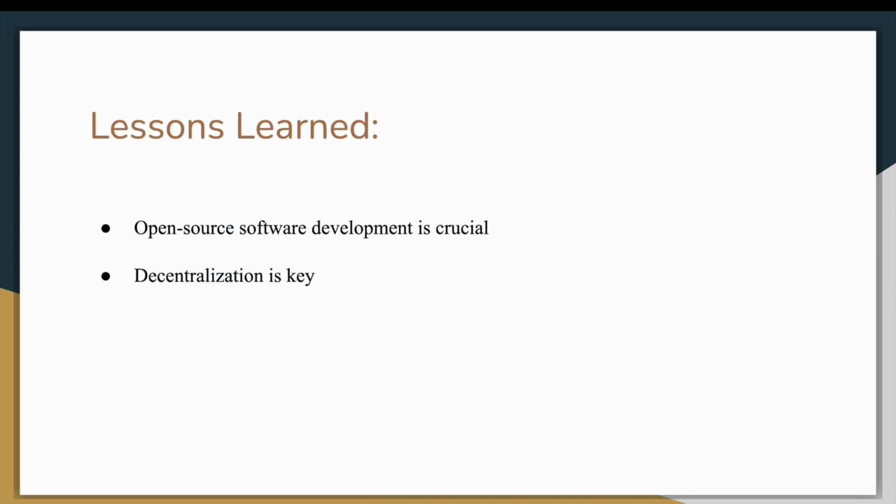The last one is lessons learned. Open source software development is crucial. It's the first lesson that I learned. Over 800 developers have contributed to the Bitcoin Core project on GitHub. The second lesson we learned from the Bitcoin Core is that decentralization is a key component of any system that aims to be resilient and secure.